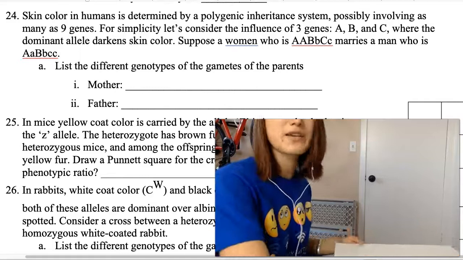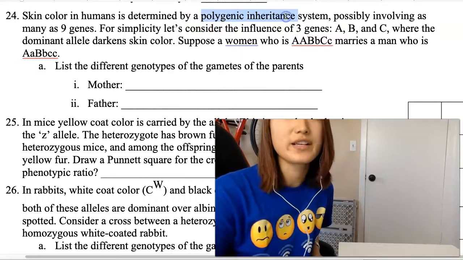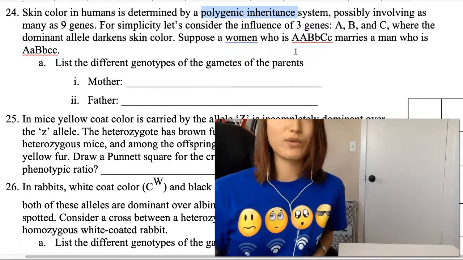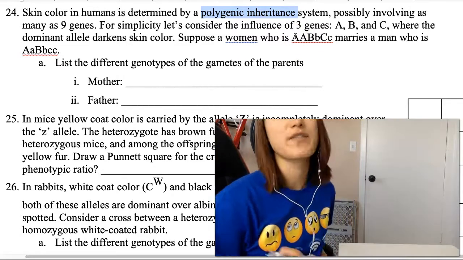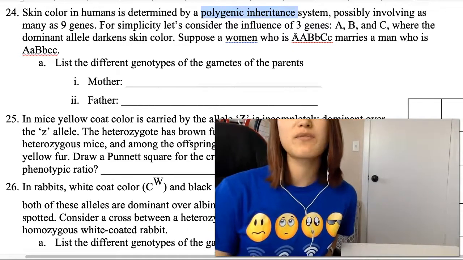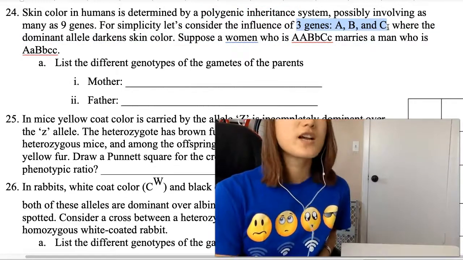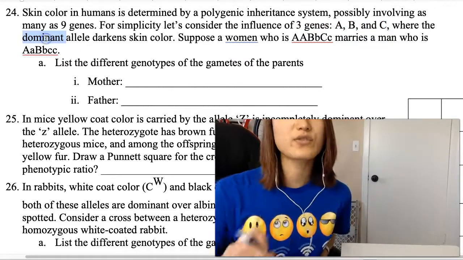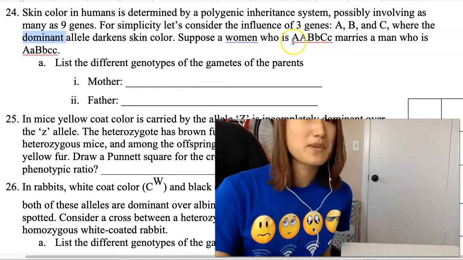So in this question, we have skin color, right? It tells you that skin color is a polygenic inheritance, as you can see. Polygenic inheritance, again, is not just one trait. Well, it is one trait, but it's not just one gene. Instead of having just big A or little a, you can have A, B, C. Really, it's more than three factors controlling your skin color, but right now we're simplifying and pretending that there are only three genes controlling this one trait, skin color. Okay? So the dominant allele darkens the skin. So you can count how many dominant alleles you have.